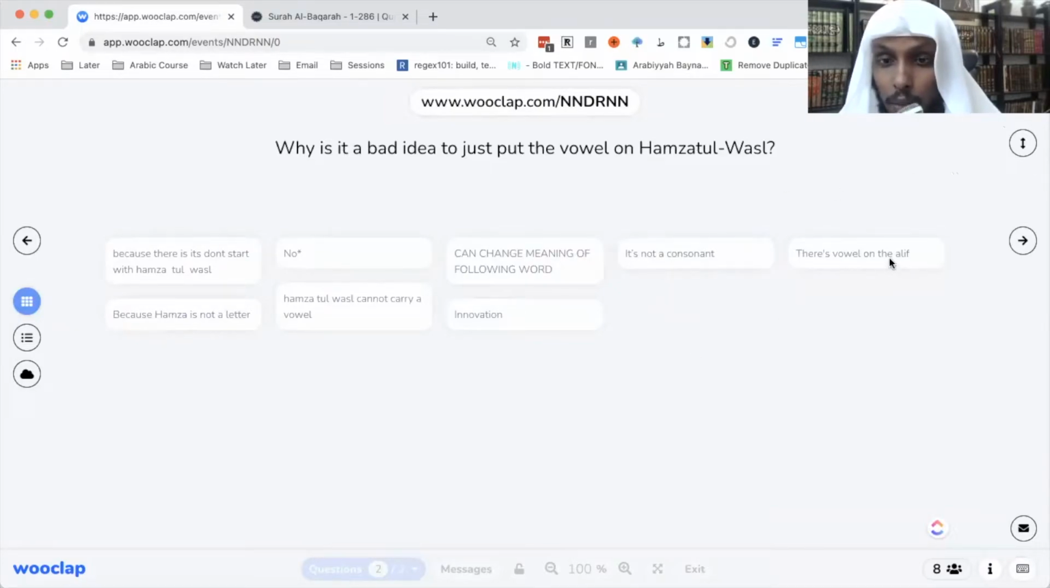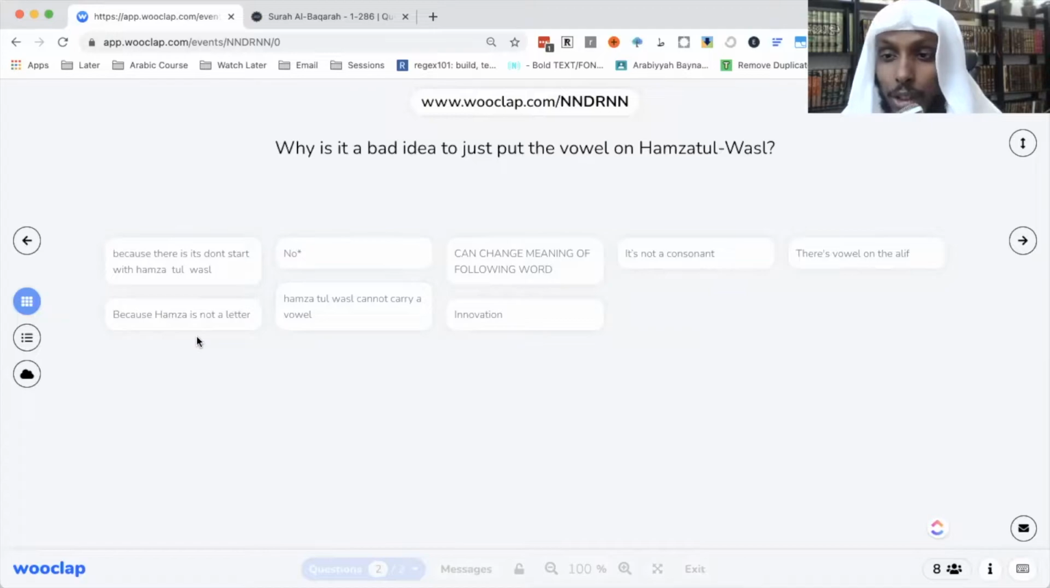There's a vowel on the alif. Can it change the meaning of the following word? No. Because we don't start with Hamzatul Wasl? No. Because Hamza is not a letter? Well, Hamza is a letter. Hamzatul Qata', Hamzatul Wasl's brother or sister, if you like, is a letter. It is a consonant, a letter from the Arabic alphabet. So why wouldn't Hamzatul Wasl be, if they are related in that sense?